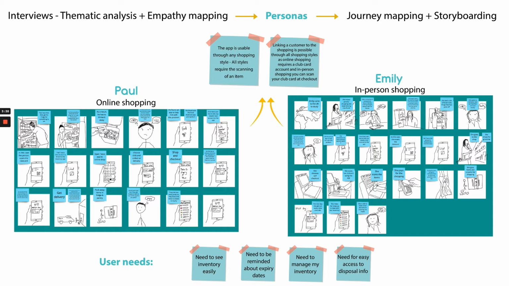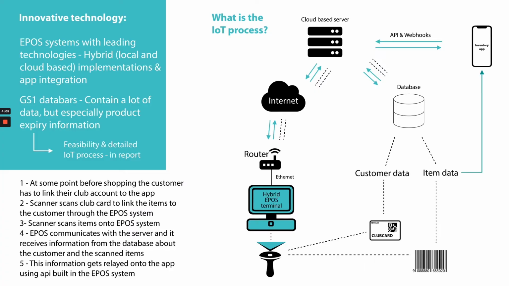All styles require the scanning of an item, and linking a customer to the shopping is possible through all shopping styles, as online shopping requires a club card account, and in-person shopping you can scan your club card at the checkout. And this further allowed me to define my user needs, which are the need to see an inventory easily, the need to be reminded about expiry dates, the need to manage your inventory, and the need for easy access to disposal information.